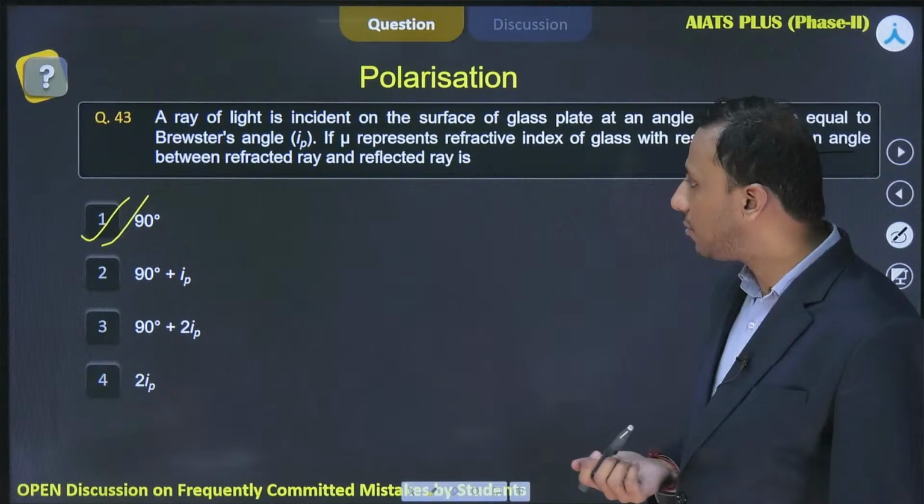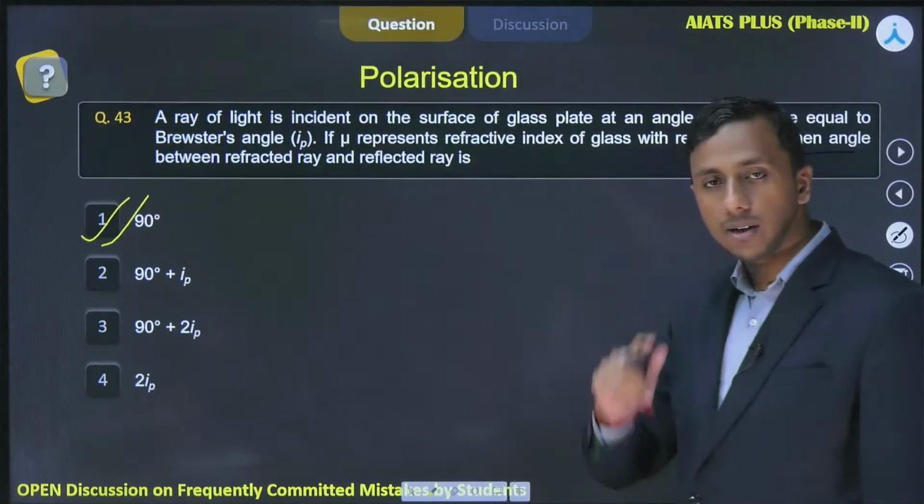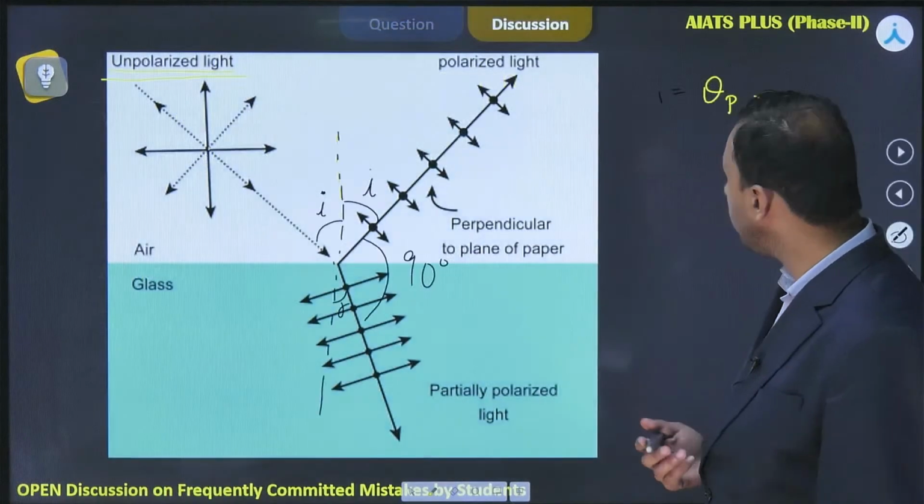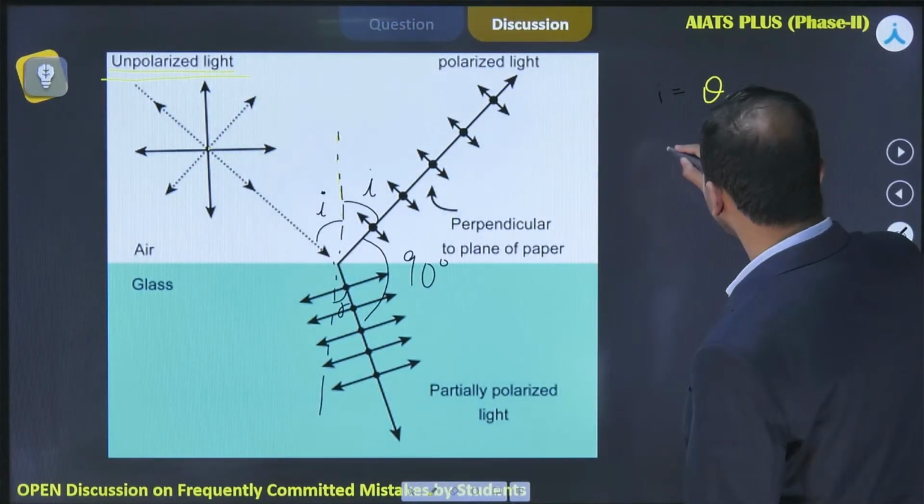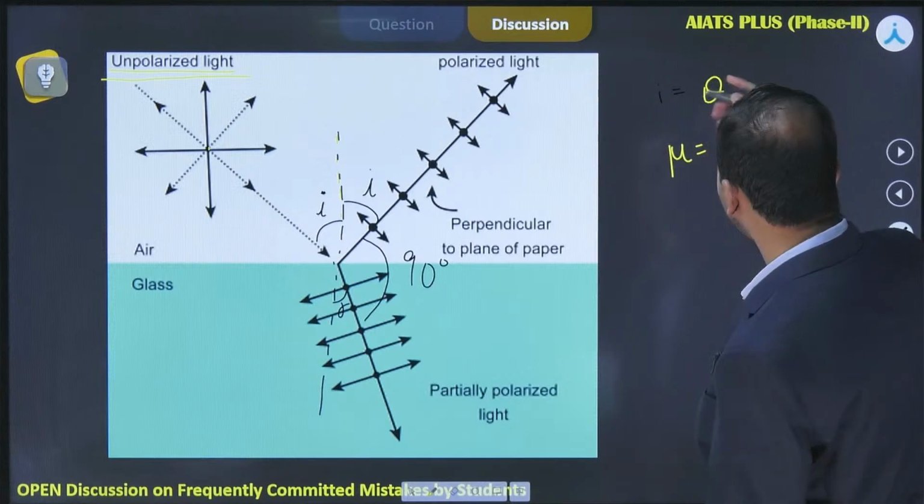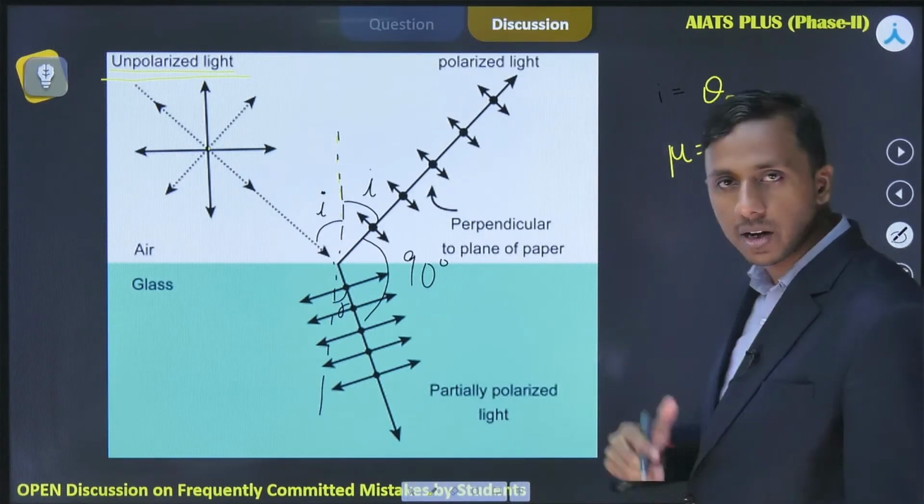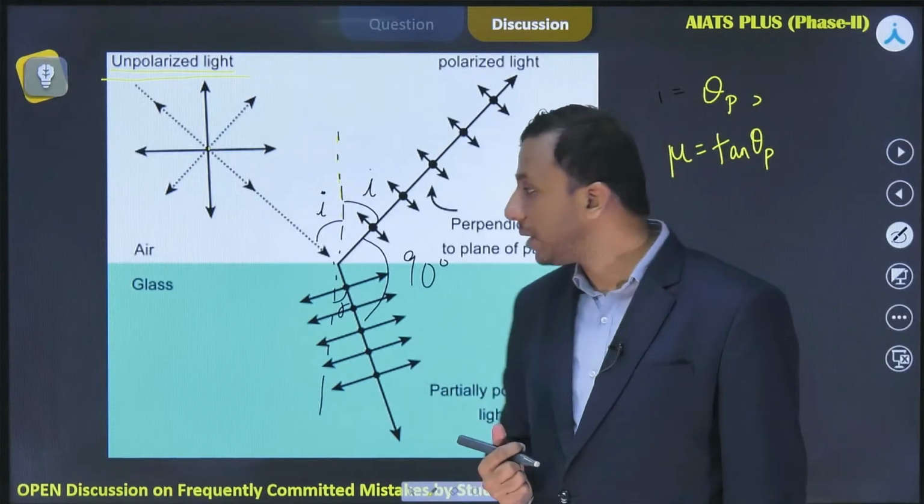And another additional piece of information which you can remember is that the refractive index mu of that medium would be related as mu is equal to tan of theta p. You can remember this formula as well. Okay, it might come in handy.